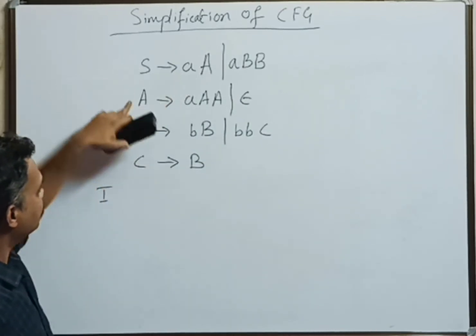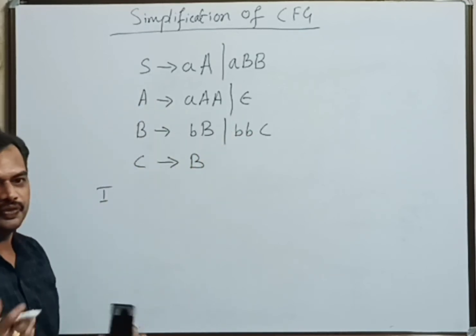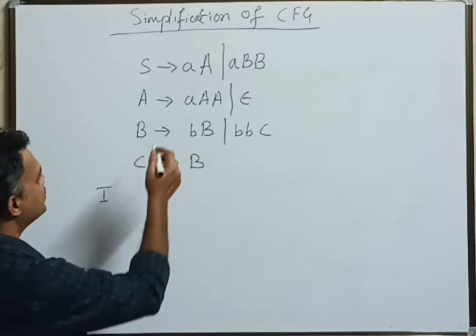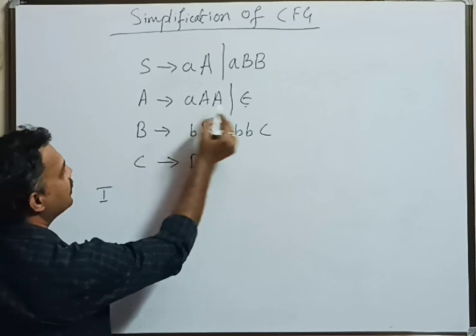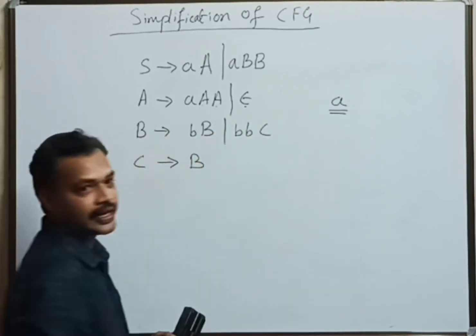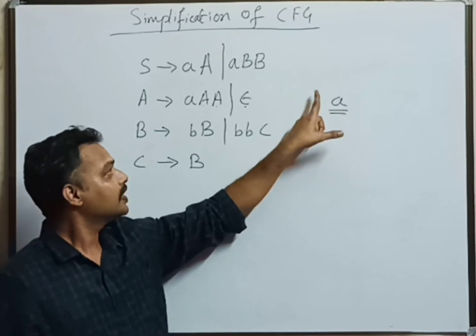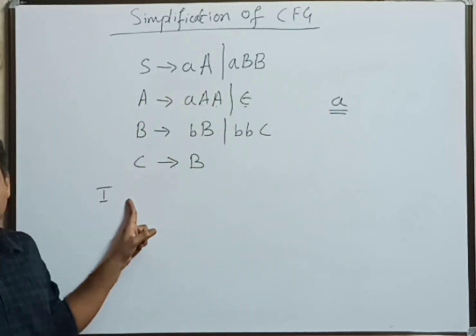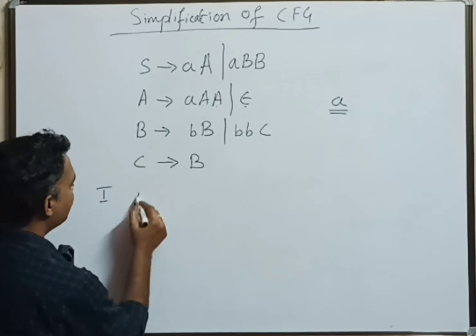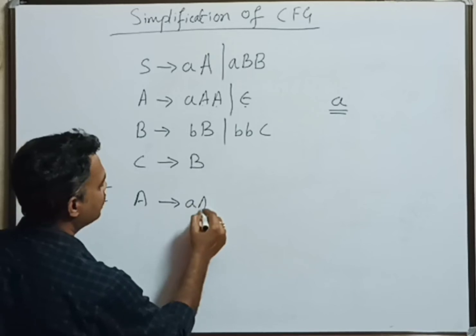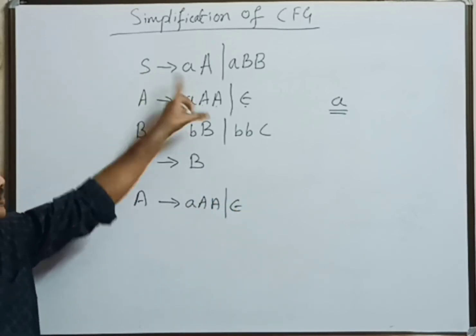Now come down. Here you can see A will yield a string. How? If you replace this A by epsilon, you get a, which is a terminal. That means A produced something, which is a terminal. So this type of variables we are supposed to preserve in the simplified CFG. Now in the first pass I got this production rule, which is productive and also reachable. It is reachable from S.